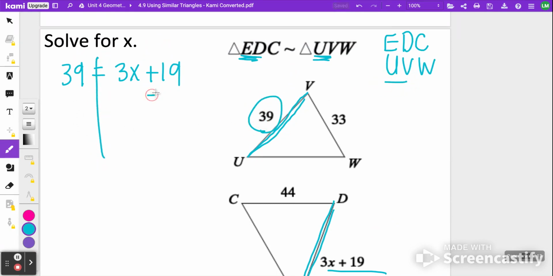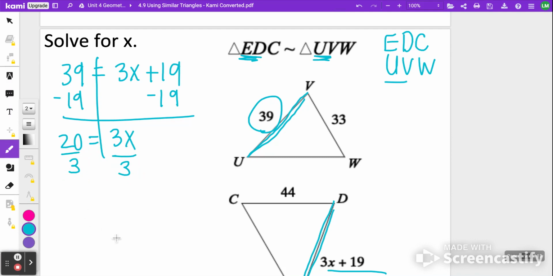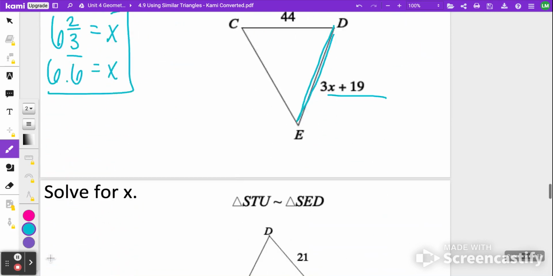Let's go ahead and start solving. I'm going to first start by moving my 19 over. So I'm going to do 39 minus 19. I'm going to get 20, which is equal to 3x. I'm going to get probably a repeating decimal or a mixed number here because when I divide both sides by 3, 20 divided by 3 is 6.6 repeating. So we can just say this is 6 and 2/3 is equal to x. Or if you said 6.6 with a little repeating sign, that would be fine as well.